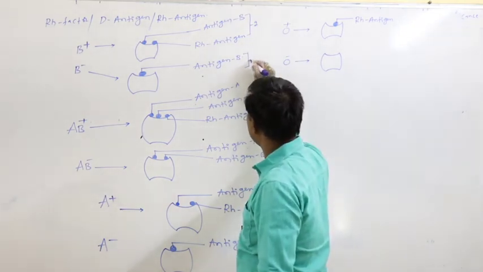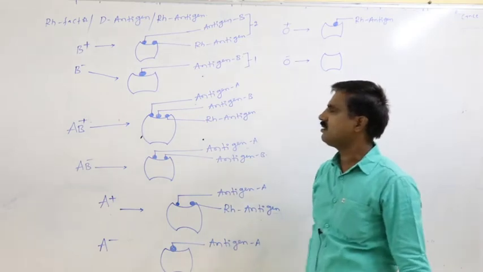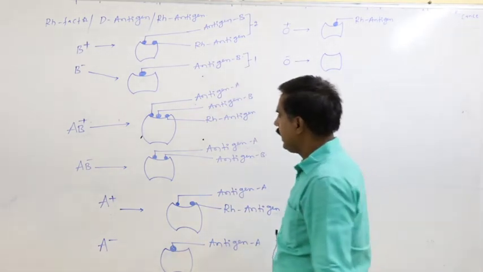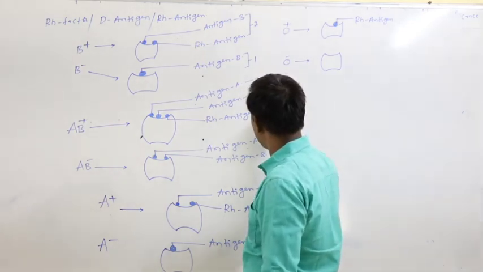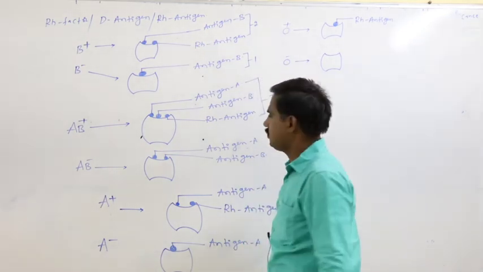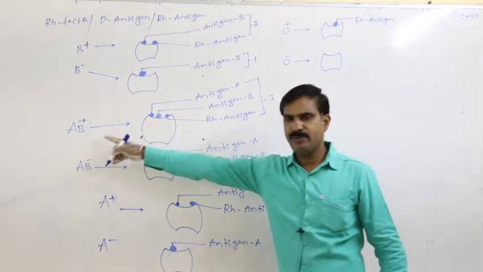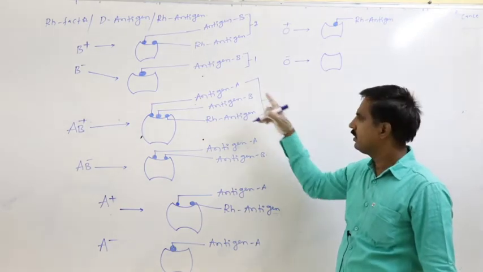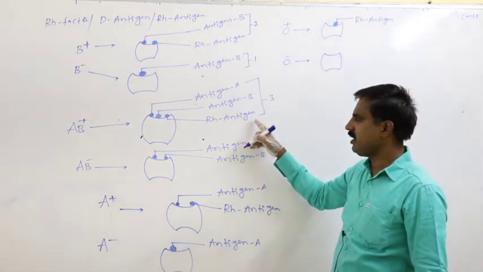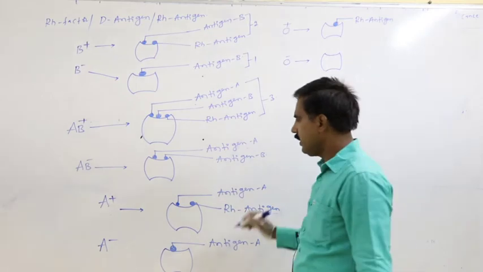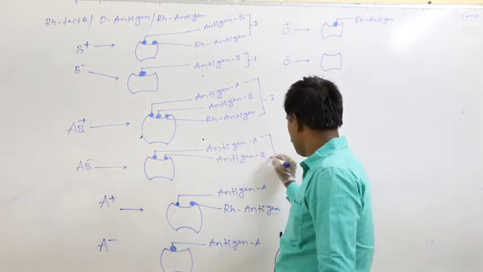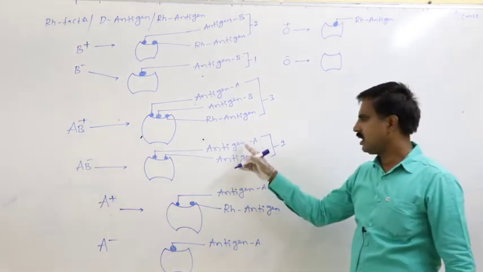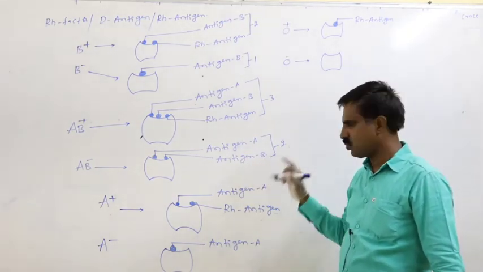In a B negative person, totally how many antigens are present? 1, that is the normal antigen B. In an AB positive person, totally how many antigens are present? 3. On the surface of the RBC, 3 antigens are present: antigen A, antigen B, and the Rh antigen. In an AB negative person, totally how many antigens are present? 2. Normal antigen A and antigen B, they are 2.